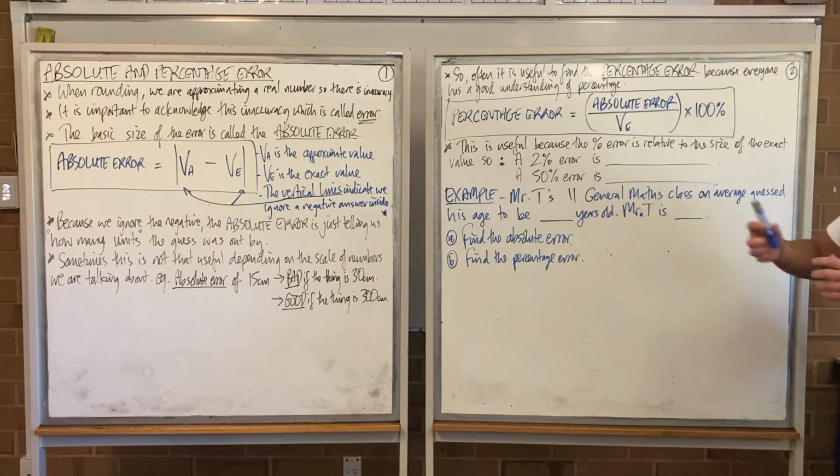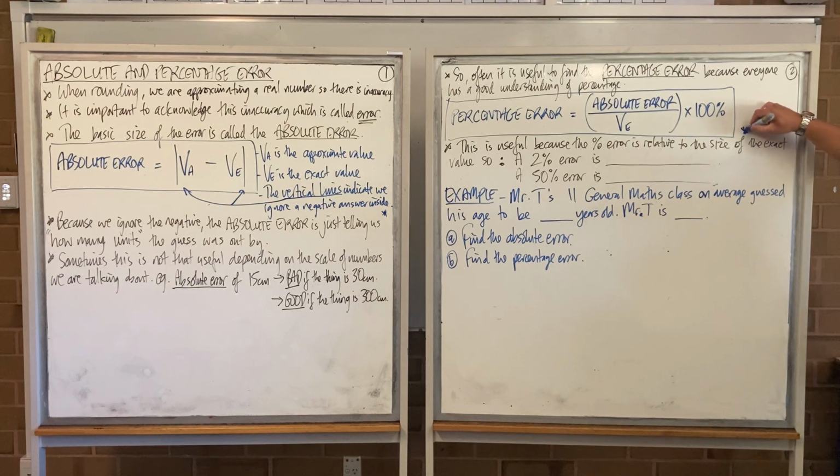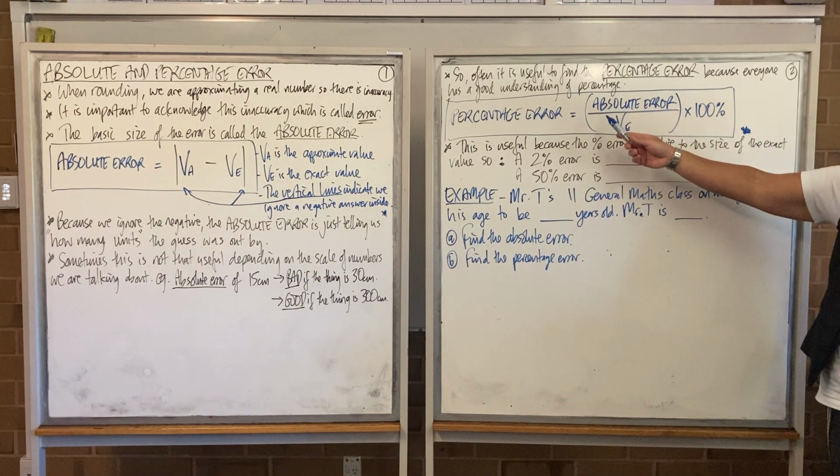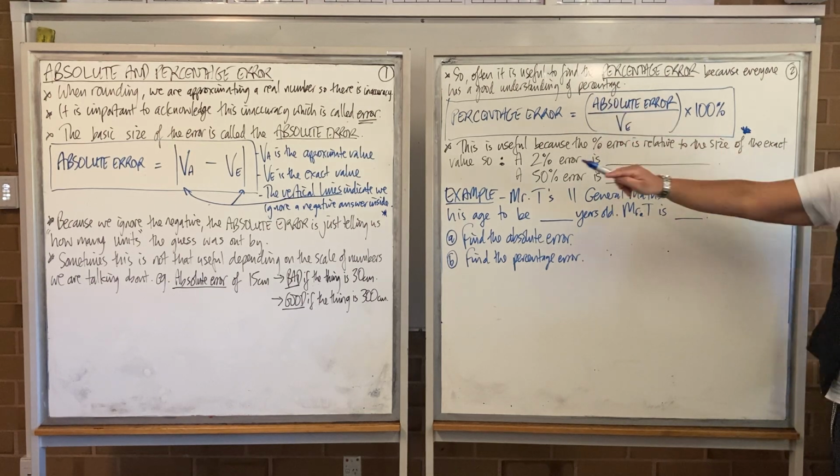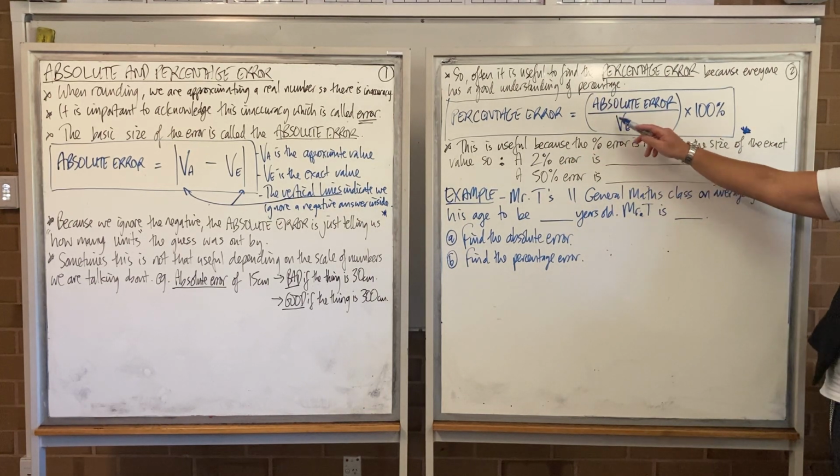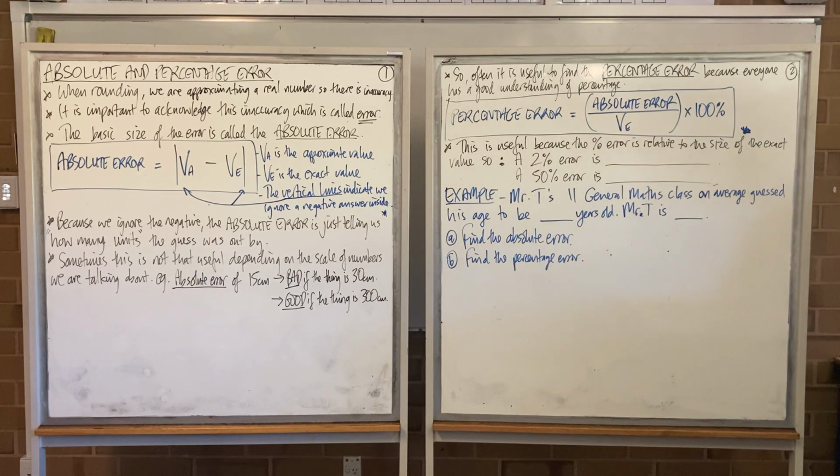So I'll give you a couple of moments. Can you get this formula down? And then I'll detail why percentage error is better. So percentage error is equal to, in brackets, the absolute error, what we just got before, divided by the exact number and times by 100%. So a couple of minutes to get that formula, and then we'll talk about why that's slightly better than talking about absolute.